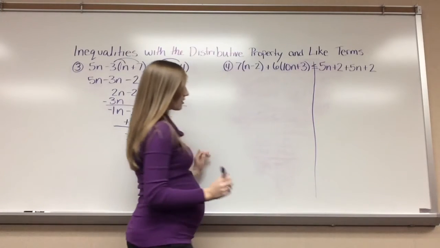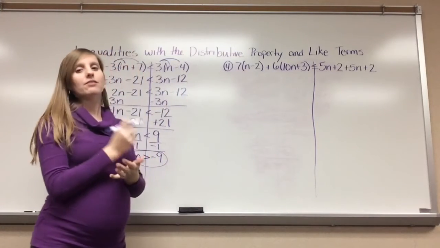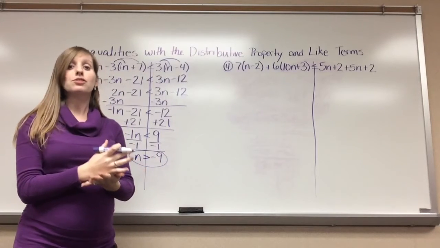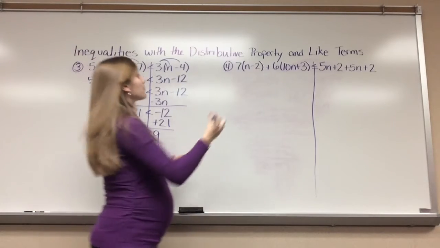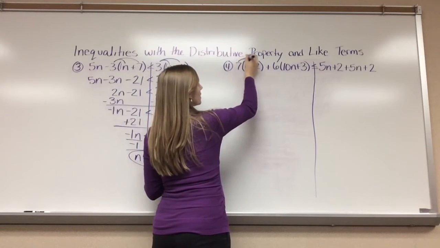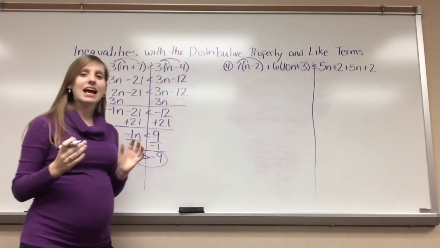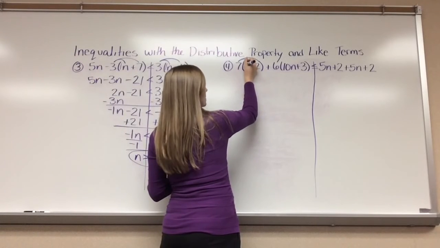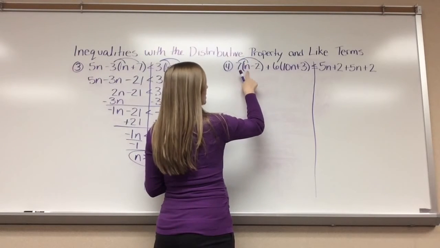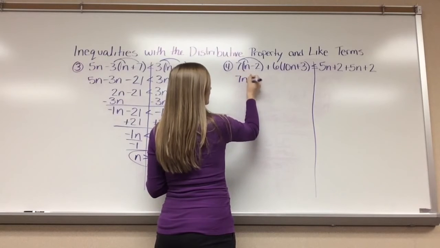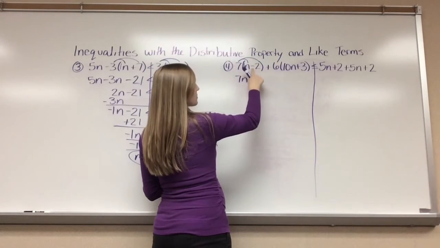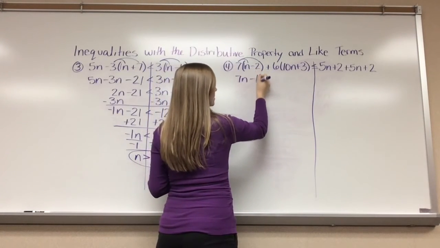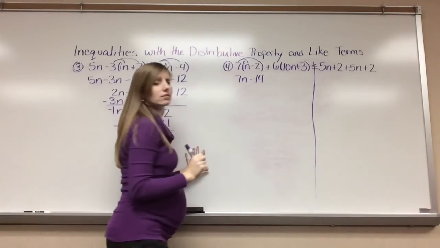So I'm going to draw my line through the inequality, get rid of the parentheses first, do the distributive property. So I'm going to multiply by 7 to both terms inside that set of parentheses. So 7 times, remember this is a 1n, 7 times 1n is just 7n. And then 7 times minus 2 is minus 14, or negative 14.